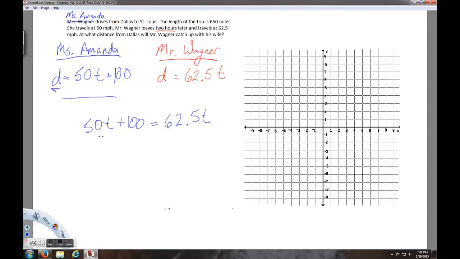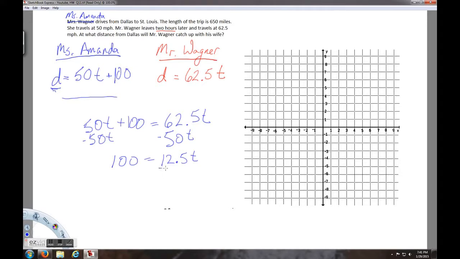So once we have this, we're just going to treat it like a normal equation where we are solving for a variable. So let's start out by getting the variables to one side. So I'm going to subtract 50t from this side of the equation, and I'll do the same thing over here. And when we do that, we are left with 100 equals 12.5t. Now, if you want to get out your calculators, you can do that, or you can man up and just do it in your head like a boss.